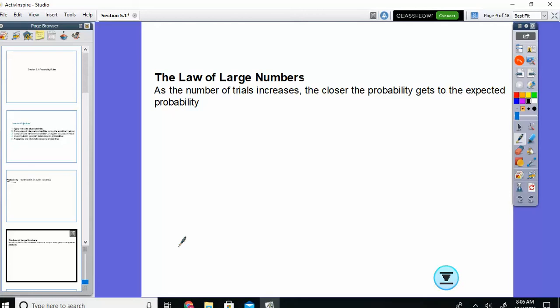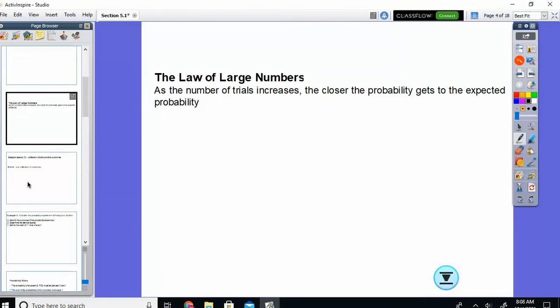But what this says, as the number of trials increases, it should get closer to what I expect with 50%. So maybe if I flip it 10 times, I only get one tails in that. But if I were to flip it 100 times, would it be closer to 50-50? Yes. If I flip it 1,000 times, is it probably going to be even closer? Yes. So just because there's a 50% chance of getting heads doesn't mean in 2 flips that's what will happen. But as time goes on and we do this experiment over and over and over again, it will start to get closer to that number.